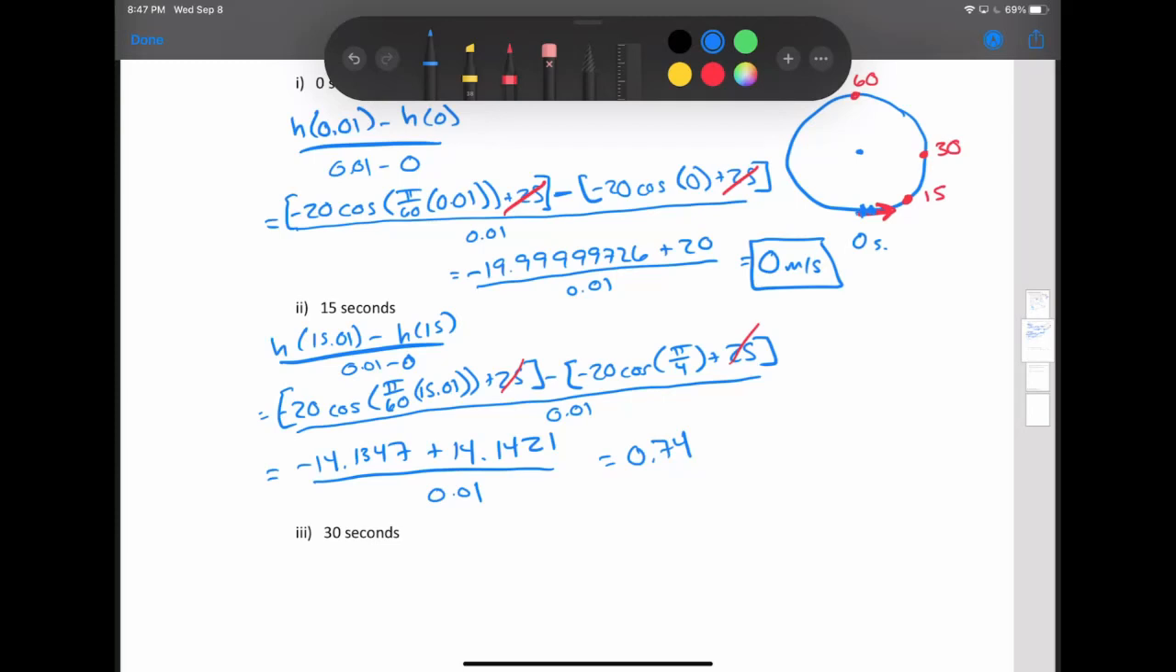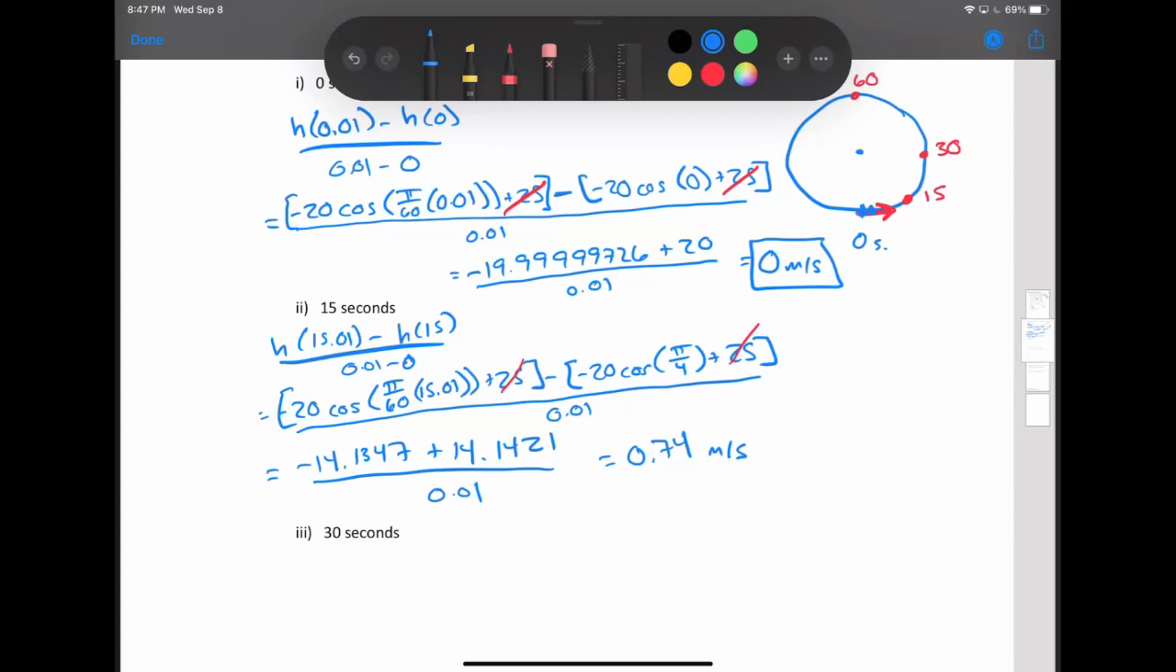And our answer in the end is that at that point, it's moving at 0.74 meters per second in an upwards direction. It's actually moving at the 1 point whatever it was, but some of that is moving sideways and some of it's moving up.